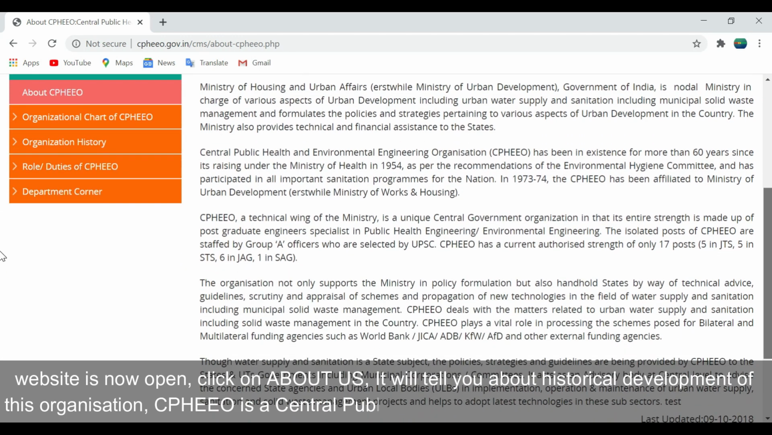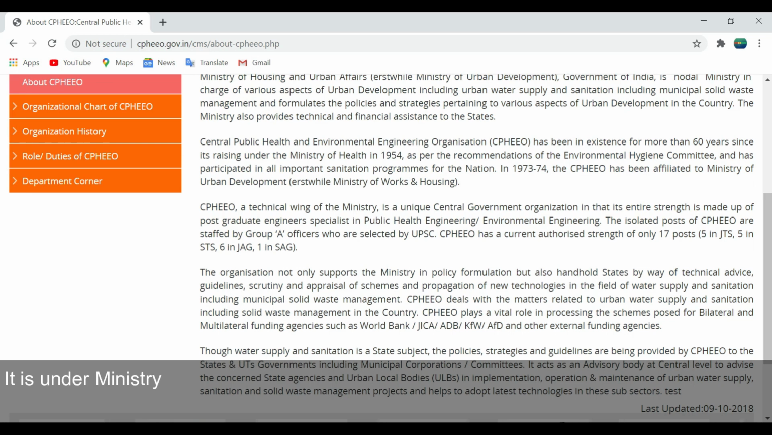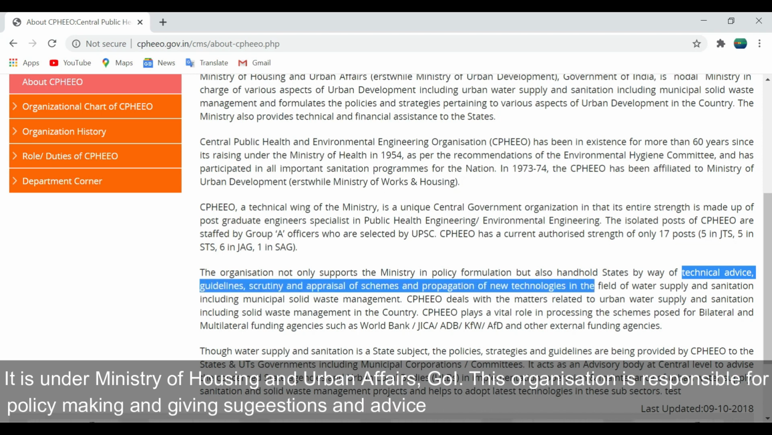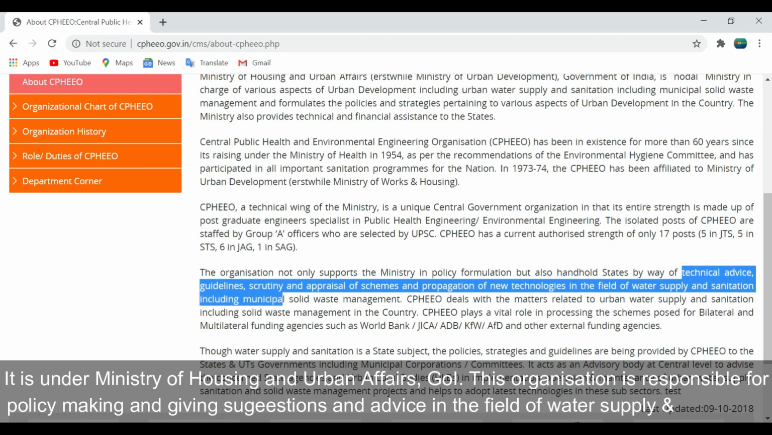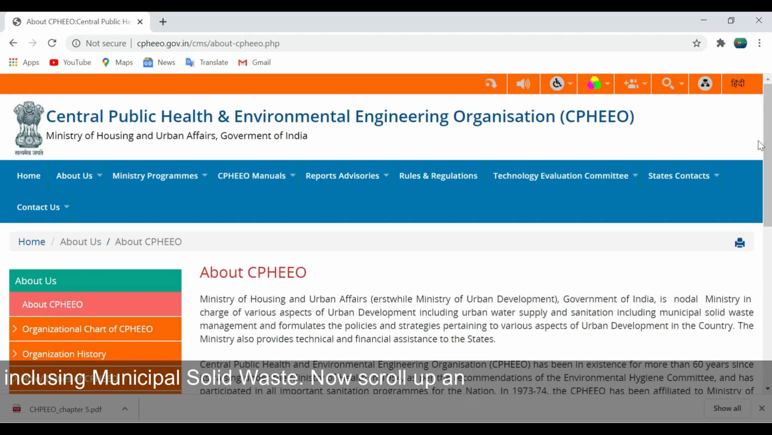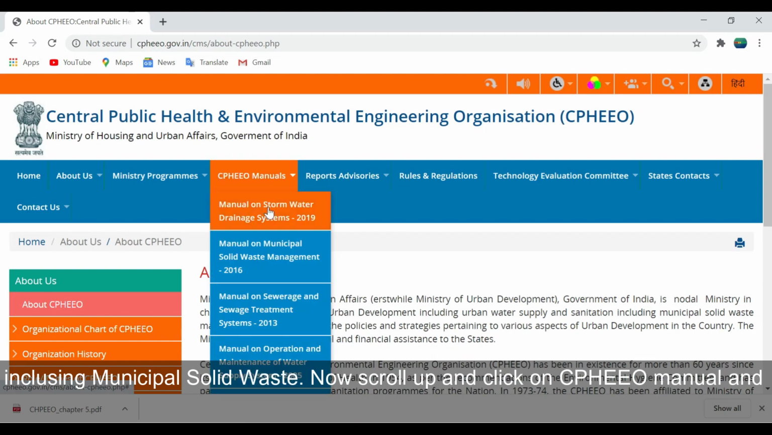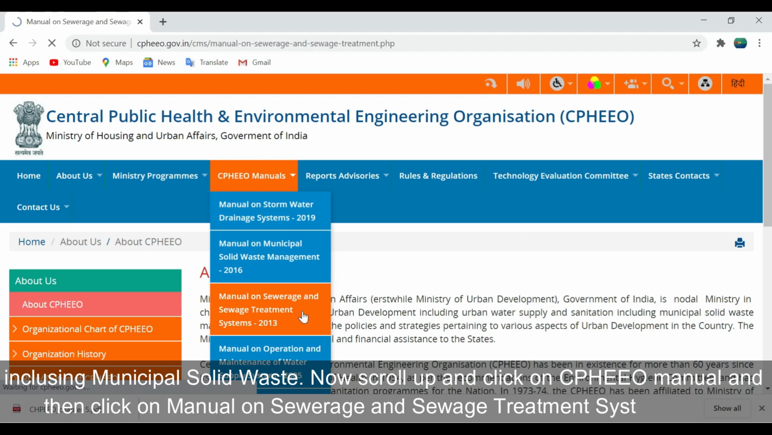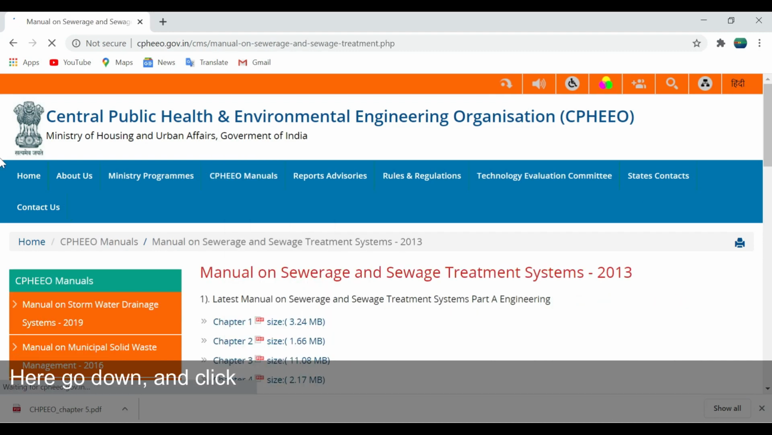CPHEEO is the Central Public Health and Environmental Engineering Organization. It is under the Ministry of Housing and Urban Affairs, Government of India. This organization is responsible for policy making and giving suggestions and advice in the field of water supply and sanitation, including municipal solid waste. Now scroll up and click on CPHEEO Manual, and then click on Manual on Sewerage and Sewage Treatment System 2013. Here go down and click on Chapter 5.